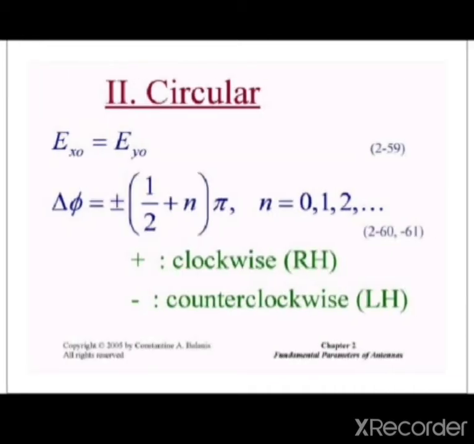Now circular polarization. In circular polarization both will be equal, Ex naught equal to Ey naught. That means the major and minor axes, the x and y axes, are both equal, and it forms a circle. So delta phi is equal to plus or minus half plus n, times pi, where n is 0, 1, 2, 3. If it is in the positive direction, that is called clockwise; if it is negative, that is counterclockwise. That means right hand circular polarization and left hand circular polarization respectively.